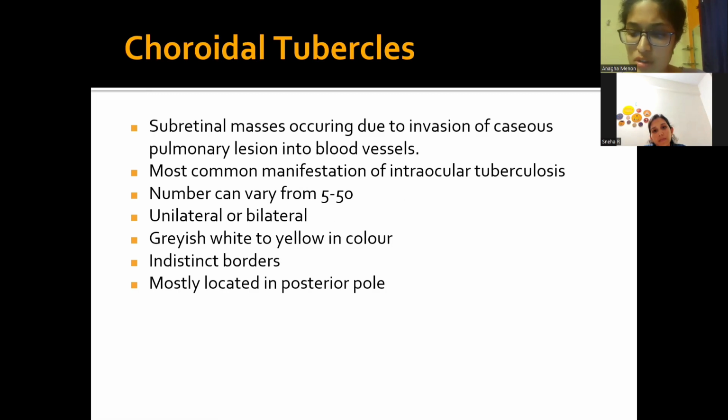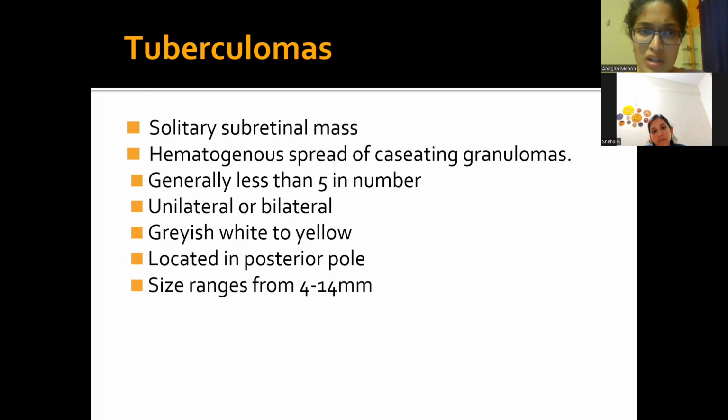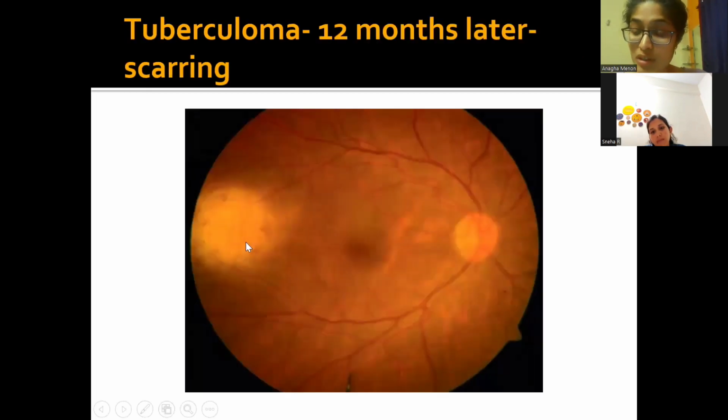So choroidal tubercles, they are around 5 to 50 in number, and tuberculomas are a little bit bigger, but they are lesser in number. So this is how a tuberculoma appears. You can see this caseous sort of nodule here, and choroidal tubercles are just much smaller yellow dots that are scattered in your choroid.